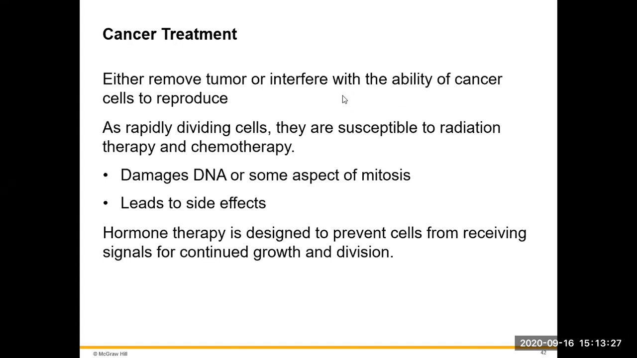And when you kill one, you have millions that have metastasized or duplicated themselves. They're rapidly dividing cells, and they're susceptible to radiation therapy and chemotherapy. We can damage their DNA and some aspect of their mitosis, but doing so might lead to certain side effects for the patient.